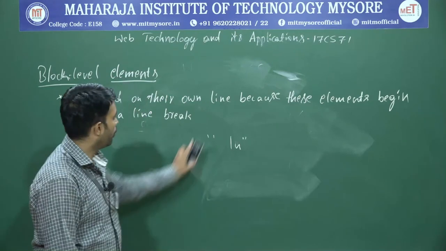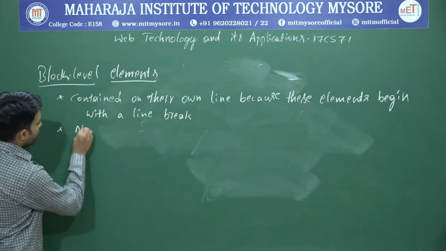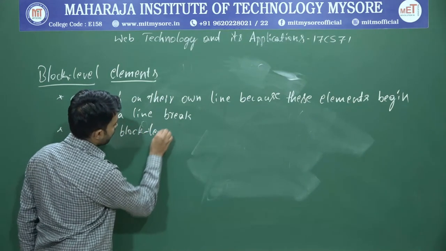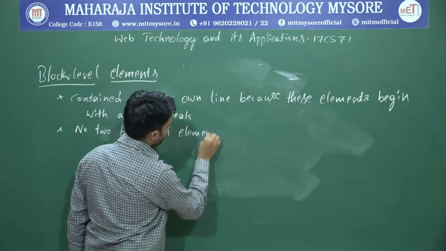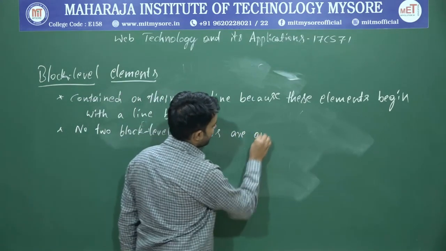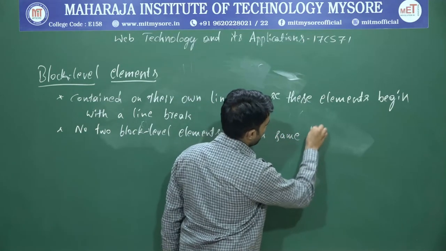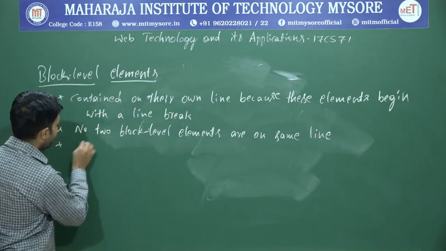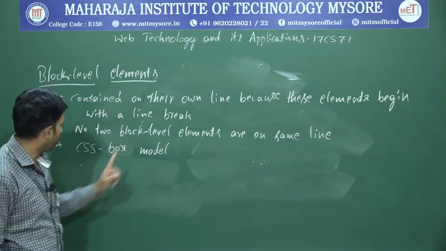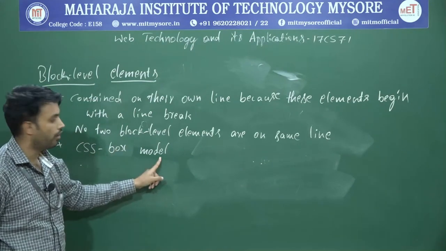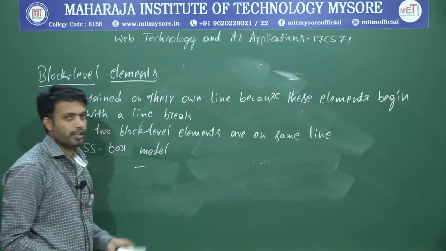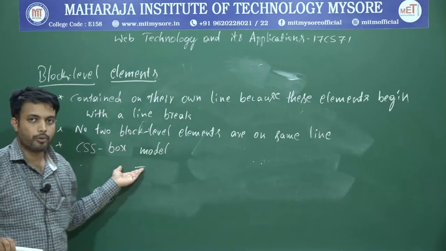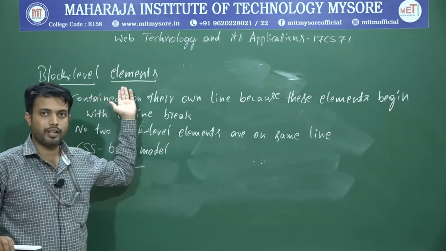So no two block level elements are on the same line, and again it will follow the normal flow. These block level elements support the CSS box model, and with it we can use properties like background, padding, spacing and all. So these properties we can use with block level elements.